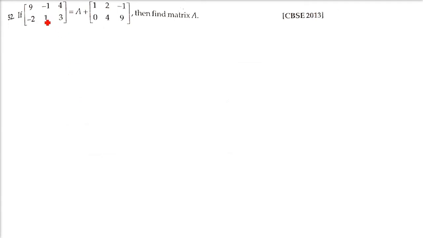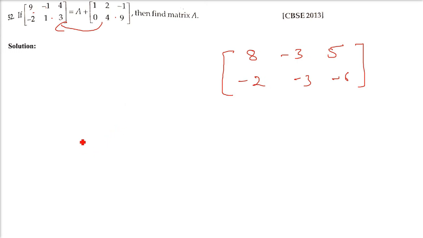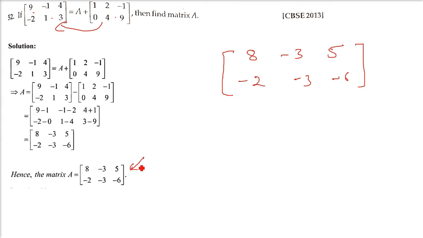Okay, if this, just take this one on the left hand side. So you just have to subtract these two. So 9 minus 1 is 8, minus 1 minus 2 is minus 3, 4 minus of minus 1 is 5, minus 2 minus 0 is minus 2, 1 minus 4 is minus 3, 3 minus 9 is minus 6. This is your final answer. But you have to write all these like this, okay?